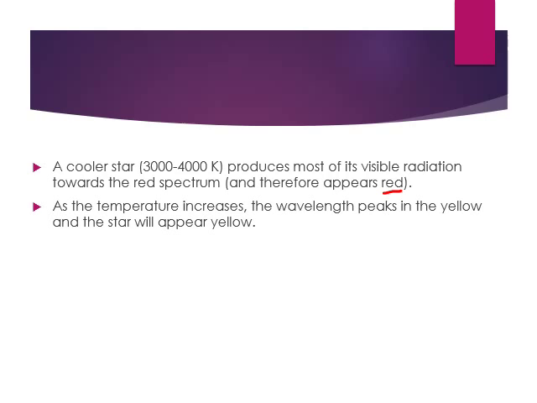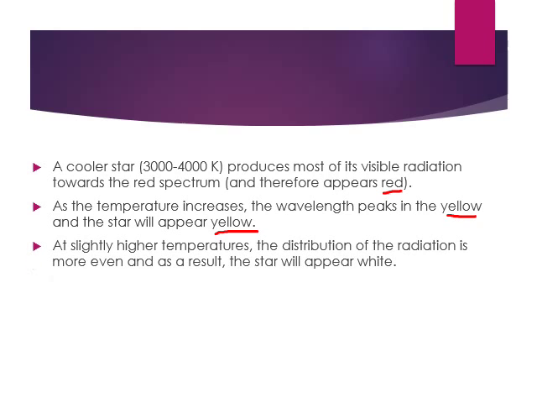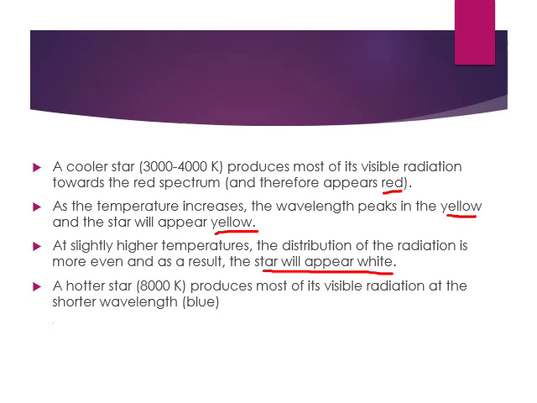As the temperature increases, the wavelength peaks in the yellow region and the star will appear yellow. At slightly higher temperatures, the distribution of the radiation is more even and the star will appear white. And a hotter star at about 8,000 K will produce most of its visible radiation at the shorter wavelength end and will appear blue. So bluer stars are hotter than redder stars.